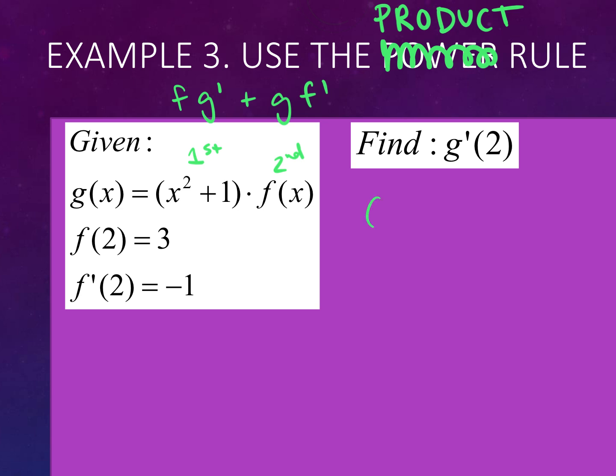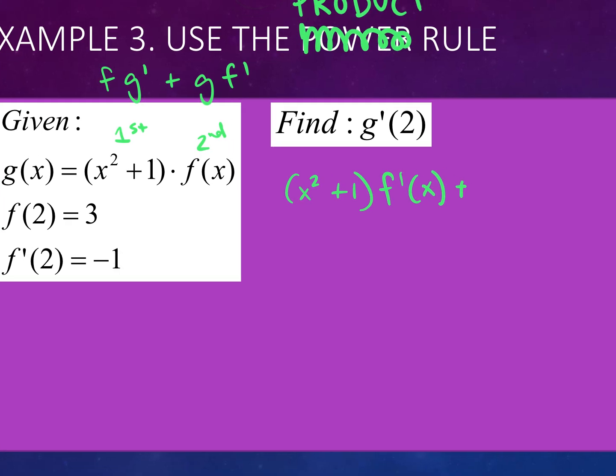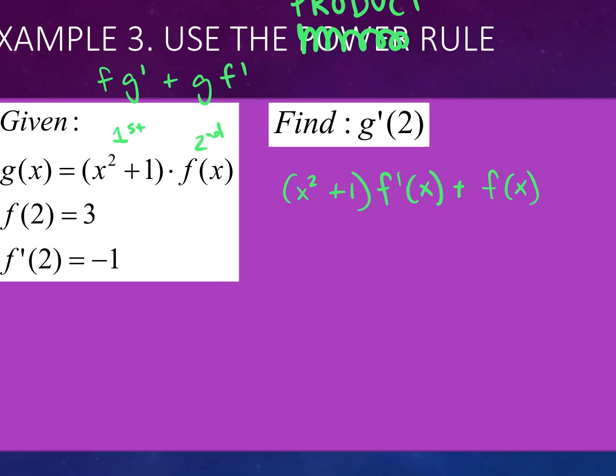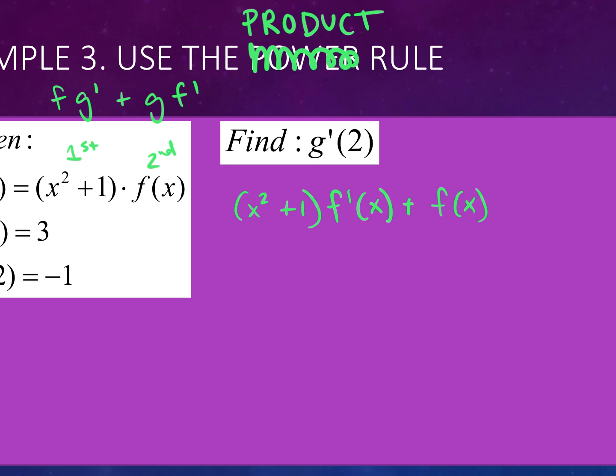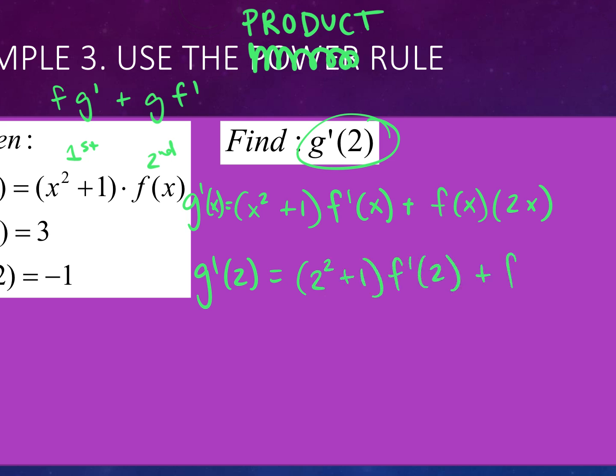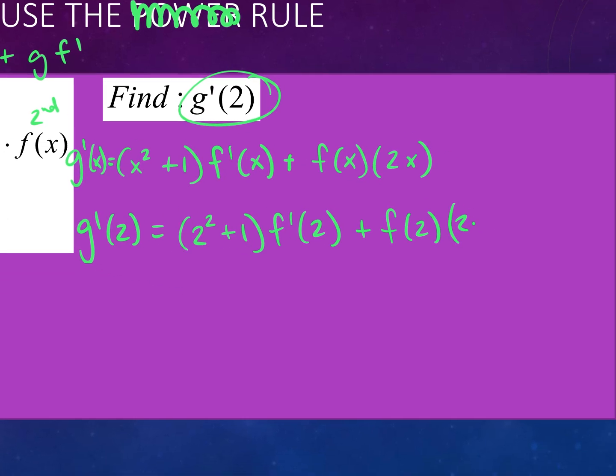So our first term is x squared plus 1 times the derivative of the second. Well, second is just f of x, so the derivative of that would be f prime of x, plus the second, which is f of x, times the derivative of the first. What's the derivative of x squared plus 1? 2x. Awesome. So this is g prime of x, our derivative, but it asks us to plug in 2 into our derivative, so g prime of 2. So let's plug 2 into all of our x's. We have 2 squared plus 1 times f prime of 2 plus f of 2 times 2 times 2.